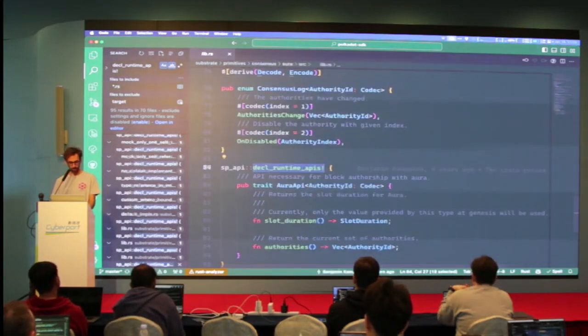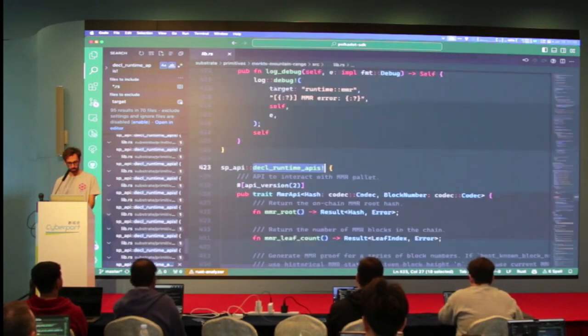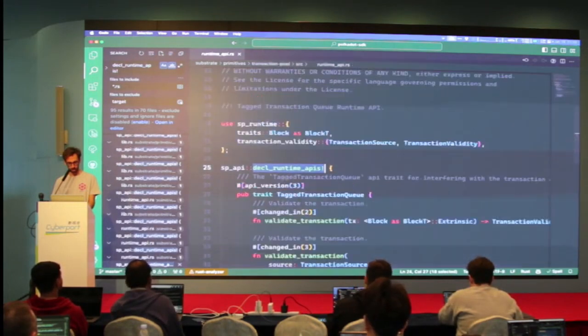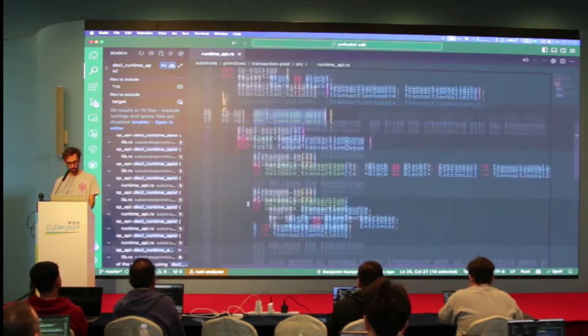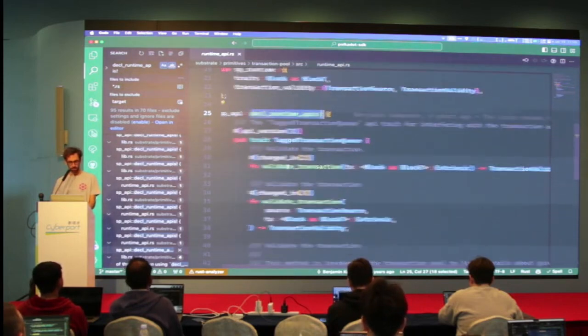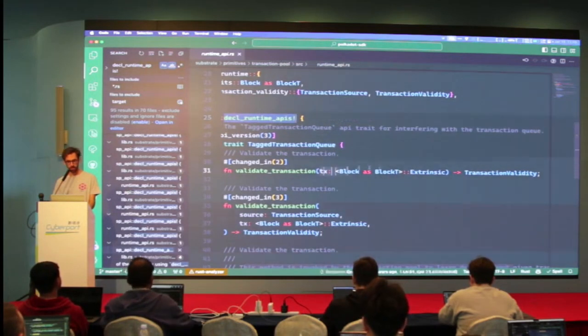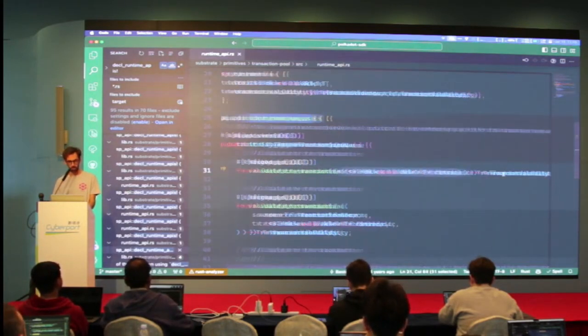All right, let's continue. I want to find the other one that contains the execute block stuff. And this is also a good one. So this is called, again, Deco runtime APIs. Tagged transaction queue is the name of the trait, whatever. And then inside of it, there is a function called validate transaction. Again, you give a transaction as input and you get some return type. This is the one that the transaction pool uses.